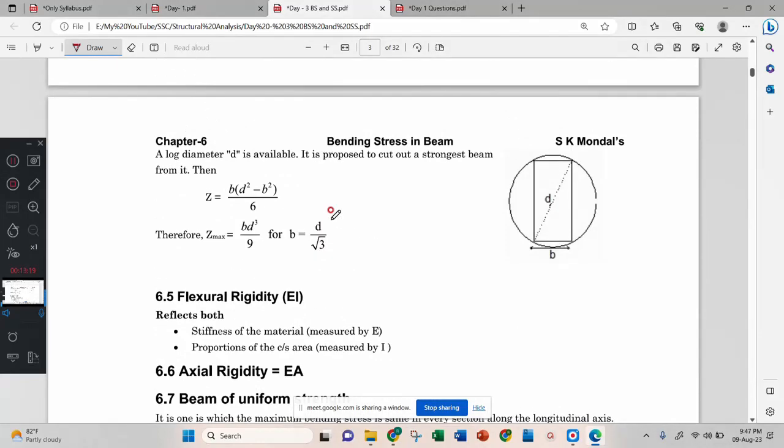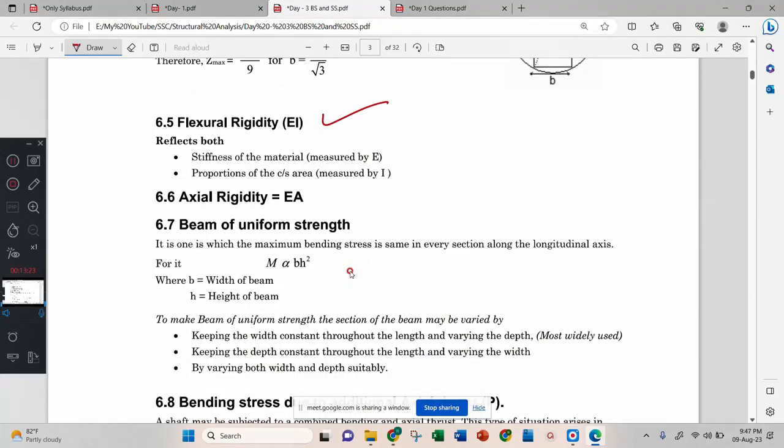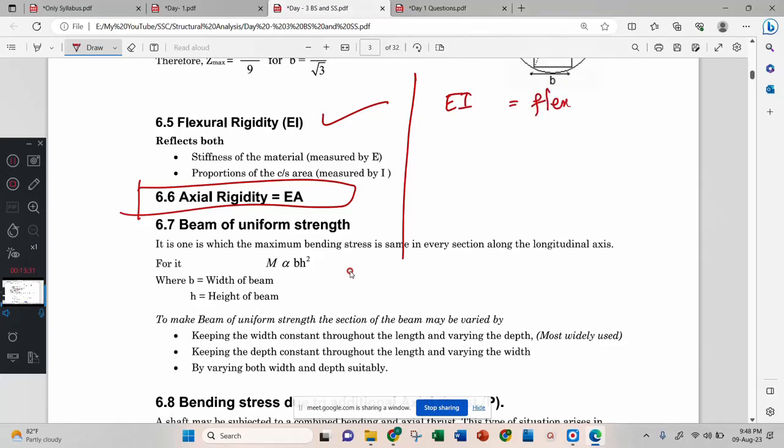Then after that, flexural rigidity I explained. This is axial rigidity. Always see here, I will give you three terms. EI is flexural rigidity.